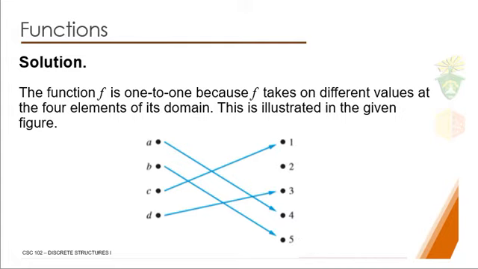So, klaro, no? The function f is one-to-one because the function takes on different values at the four elements of its domain. This is illustrated klaro sa atong figure.